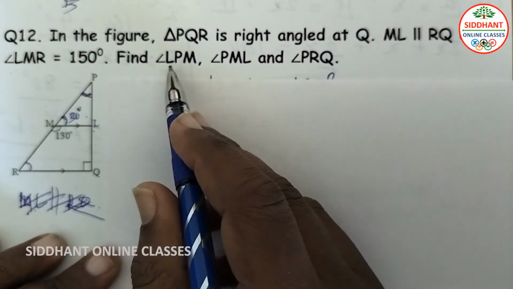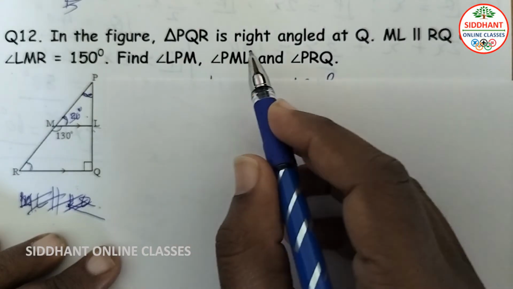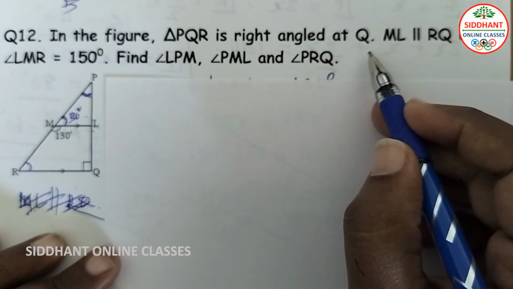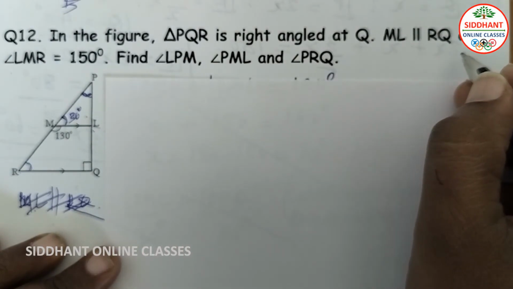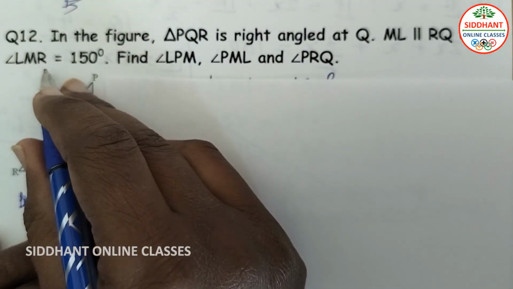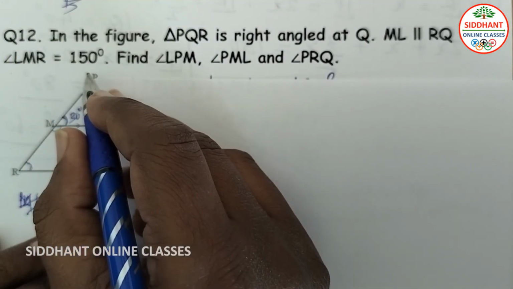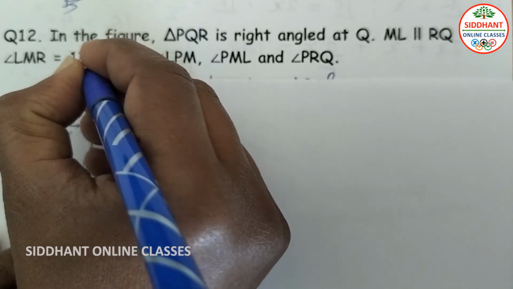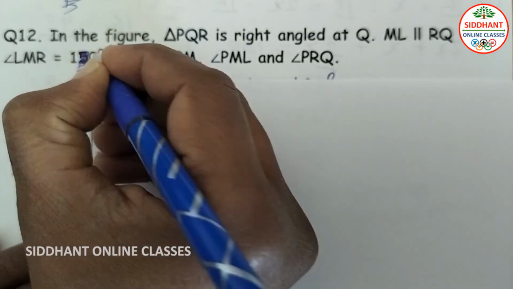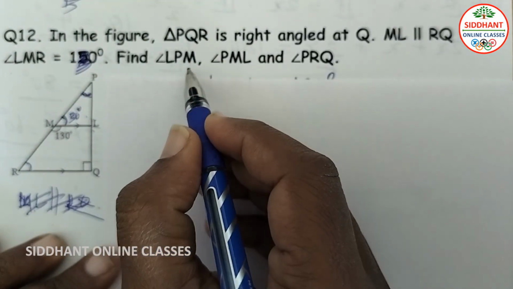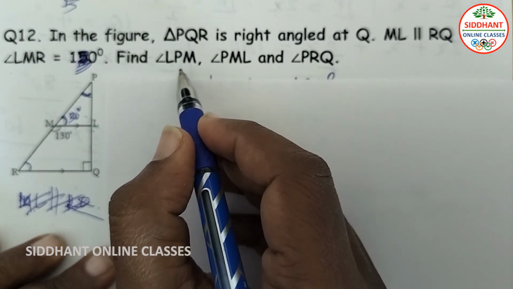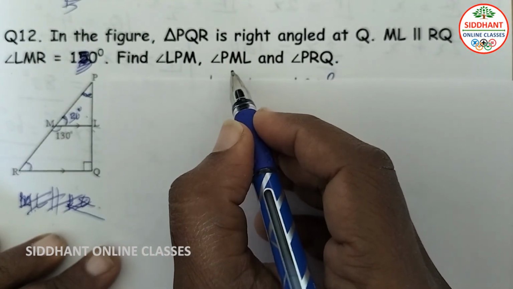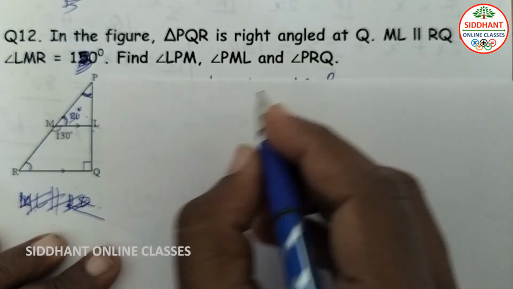Question number 12. In the figure, triangle PQR is right angled at Q, ML is parallel to RQ, and angle LMR is 130 degrees. Here 130 degrees. Find angle LPM, angle PML, and angle PRQ.